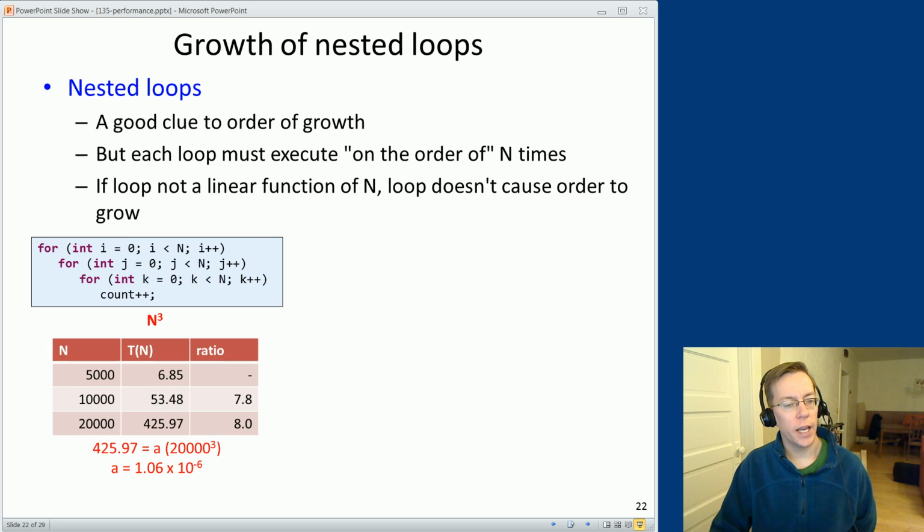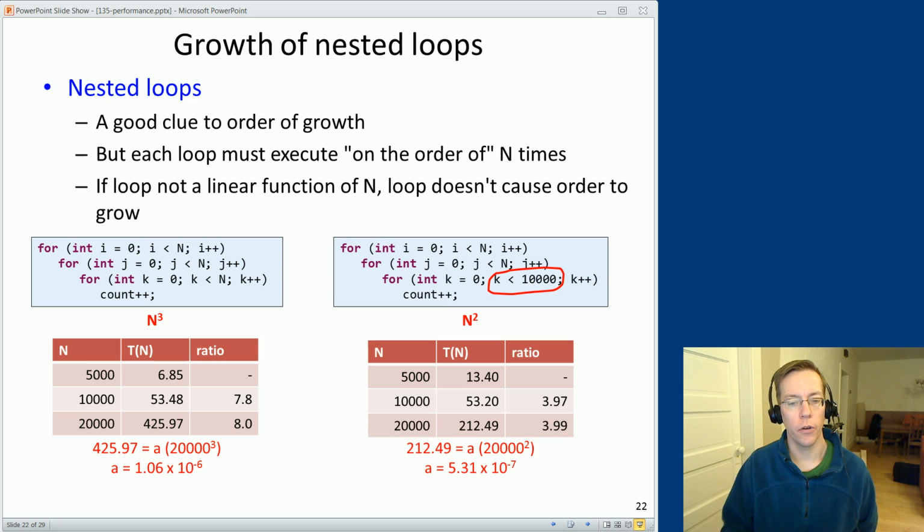Here's a triply nested loop, and each of these goes from 0 up to n. So this is for sure going to be an n cubed order of growth. And here are the empirical numbers from that, and you get a very good ratio of 8. So 2 to the 3 is 8, and it's an n cubed algorithm.